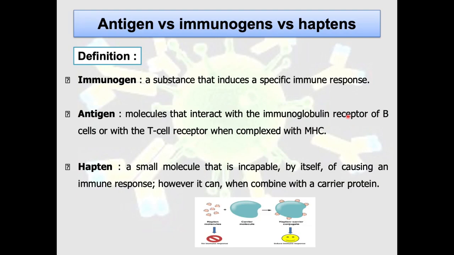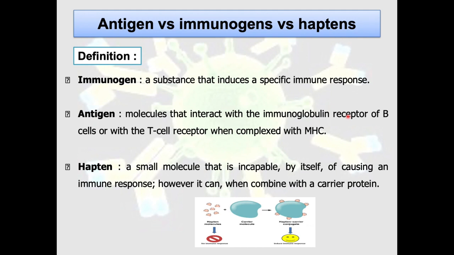Okay, so let's go to the definitions of these three terms. The first one is immunogens. So an immunogen is basically a substance that can induce a specific immune response. So it doesn't matter whether it is cell-mediated or humoral-mediated immune response, as long as that particular substance can induce the immune response, we can call it immunogen. Okay, and the second one is antigens.